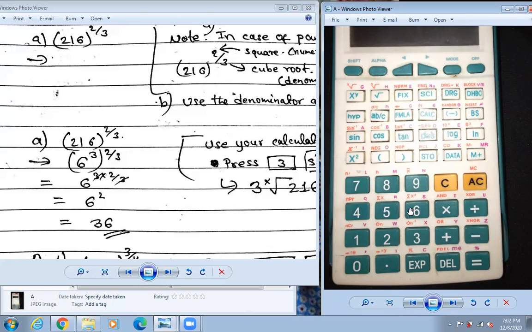If you want to do it in the next way, you can do it like this: 6 power 2. 6 power 2 means how much? You'll get 36 in the answer. So you need to know the calculator.